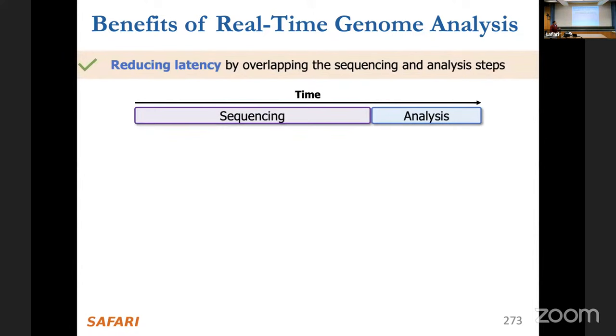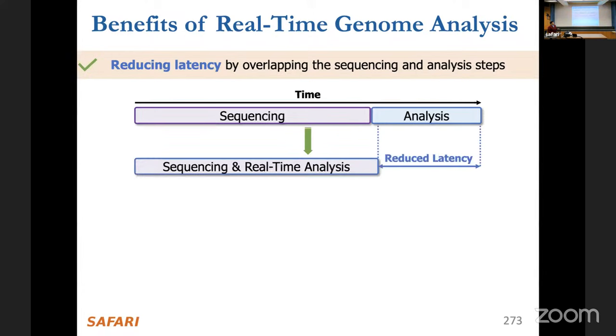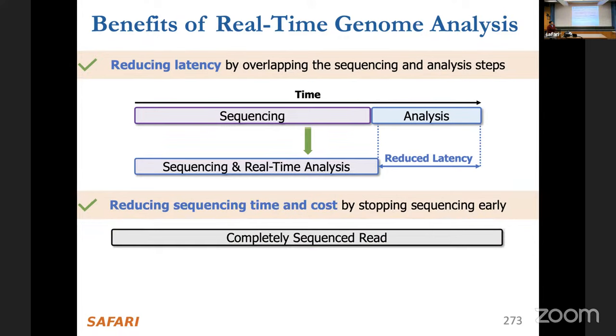There are some benefits of real-time genome analysis. This is the usual set of steps you would do in your genome analysis. You would first spend some time on sequencing, and after sequencing is done, you would spend another time on analysis. But when you have real-time analysis, you can do them together. When you're sequencing, you can also start your analysis. This means that you can overlap the latency, so you can reduce the overall latency of the genome analysis. This also means that we can reduce the sequencing time and cost.